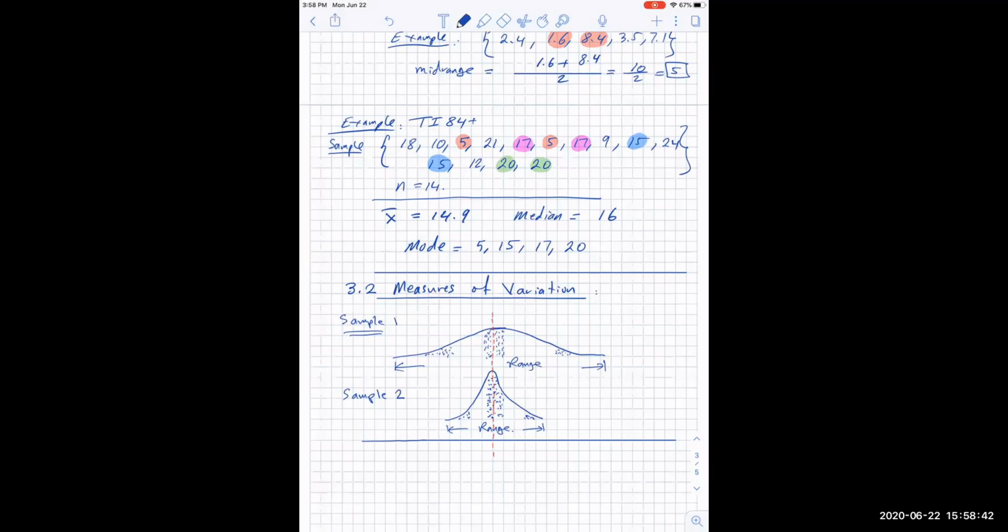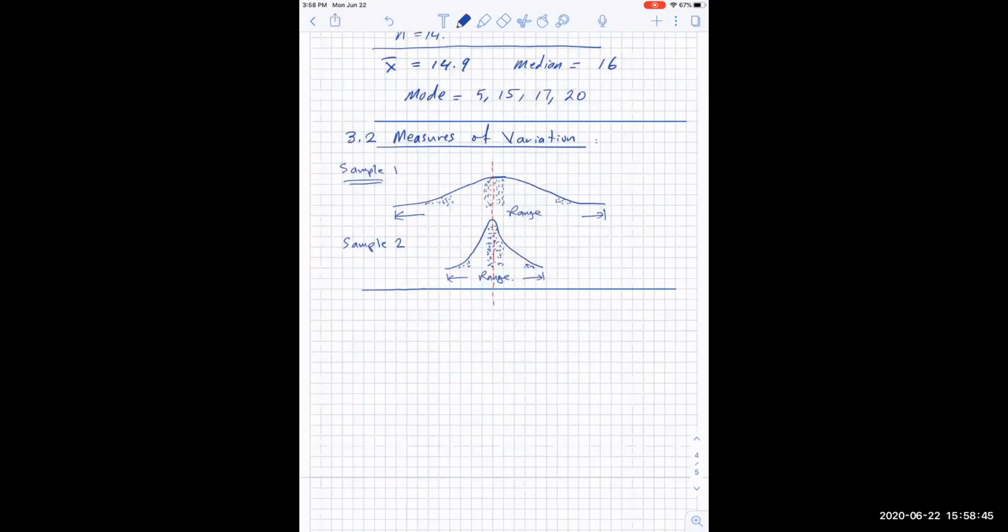And there are 3 measures, okay? 3 measures of variation. The first one is called the range. Okay, and the range can be easily calculated. It is the maximum value minus the minimum, the difference between the largest value and the smallest value. Okay.